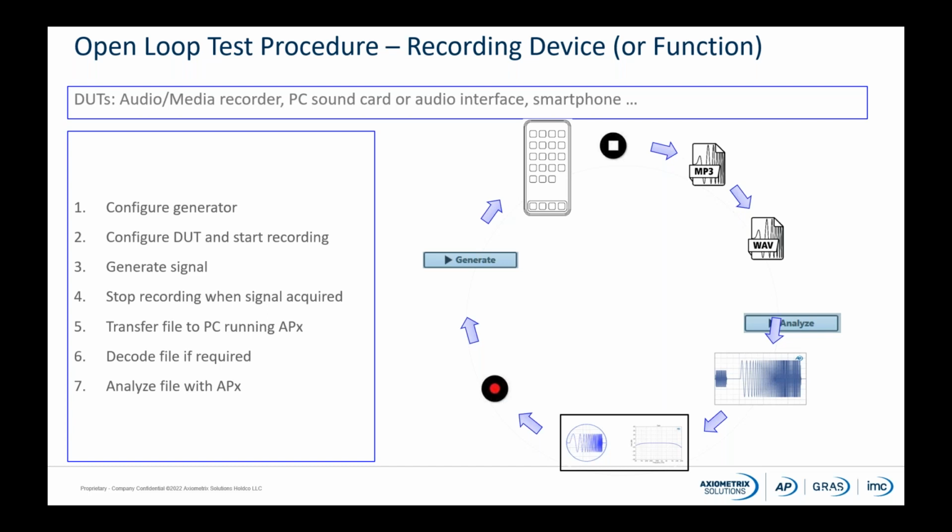Step 5, we transfer the recorded file from the DUT to the host PC. Step 6 is to decode the file if required. And finally, step 7, we analyze the file with APX 500 software.